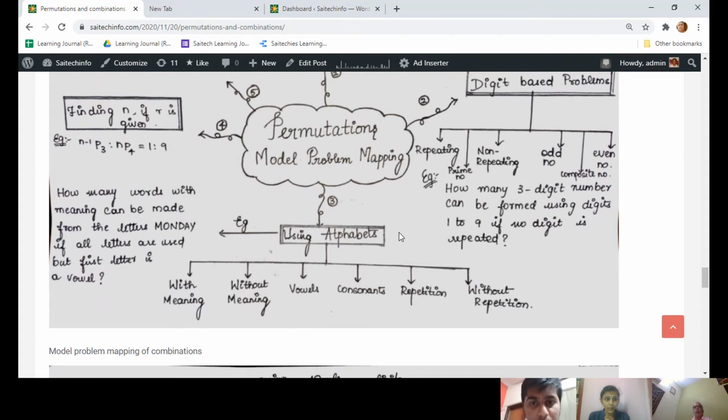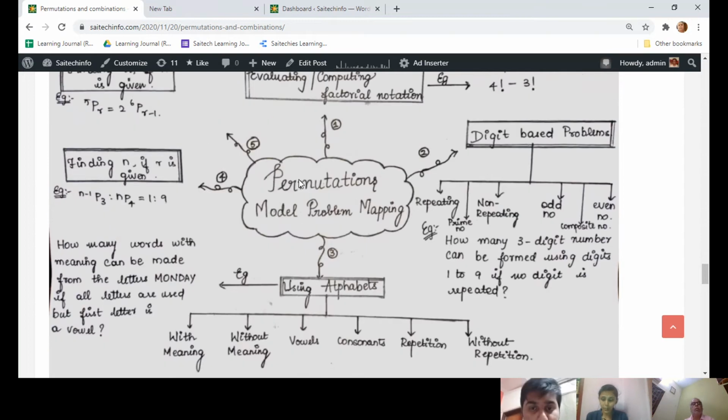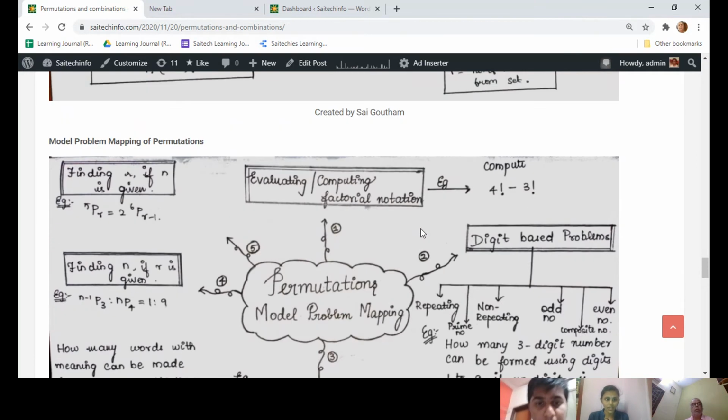The fourth type of question asked is finding n if r is given. Here n is the total number of objects present, and r is the number of objects selected. I have given an example: (n minus 1)P3 is to nP4 is equal to 1 is to 9. They have given the ratio in this question and also the value of r. Using this we have to find the value of n.